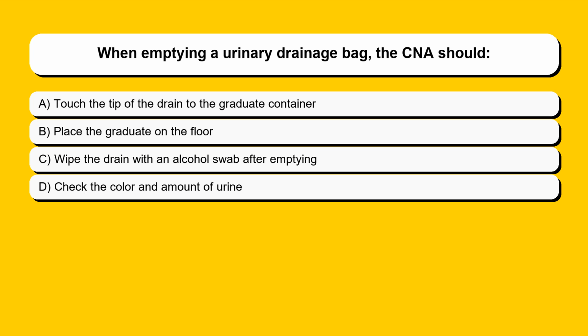Question 12. When emptying a urinary drainage bag, the CNA should: Option A, touch the tip of the drain to the graduate container. Option B, place the graduate on the floor. Option C, wipe the drain with an alcohol swab after emptying. Option D, check the color and amount of urine.